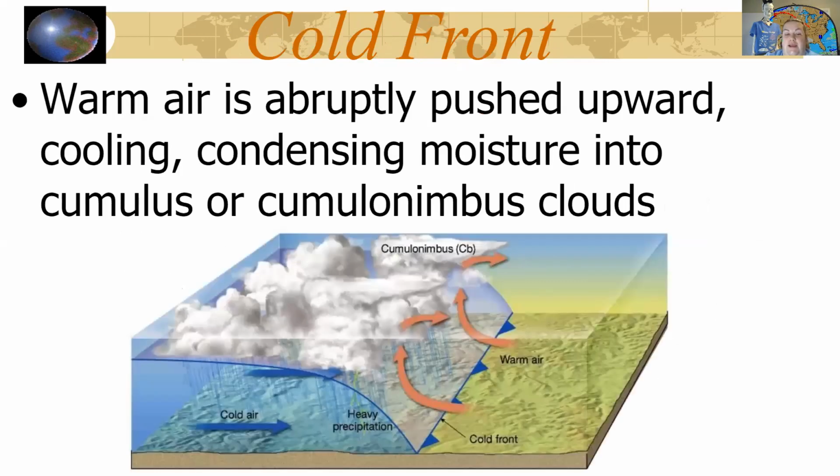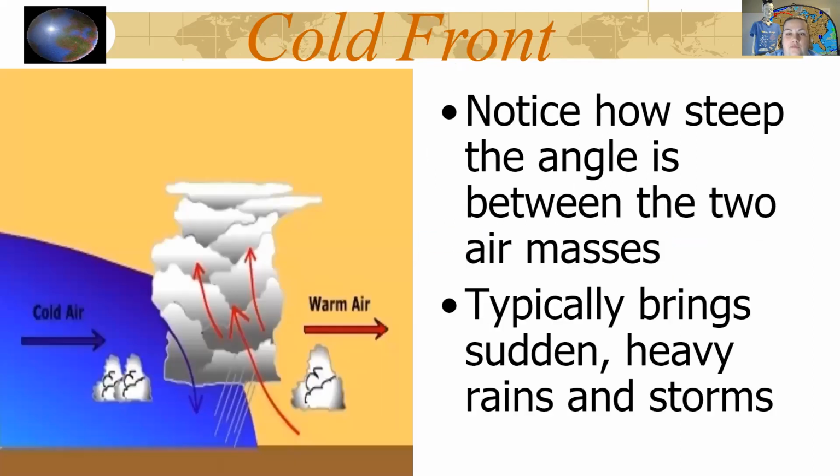So you can see in this picture that cold air is pushing into that warm air and making that warm air rise. And when it's rising, you form cumulus and cumulonimbus clouds. You can see in this picture the angle, depending on how fast that cold air is moving in, will depend on what type of clouds are formed from that cold front. So when that angle is steep, that will typically bring your heavy rains, sudden and heavy rainstorms.